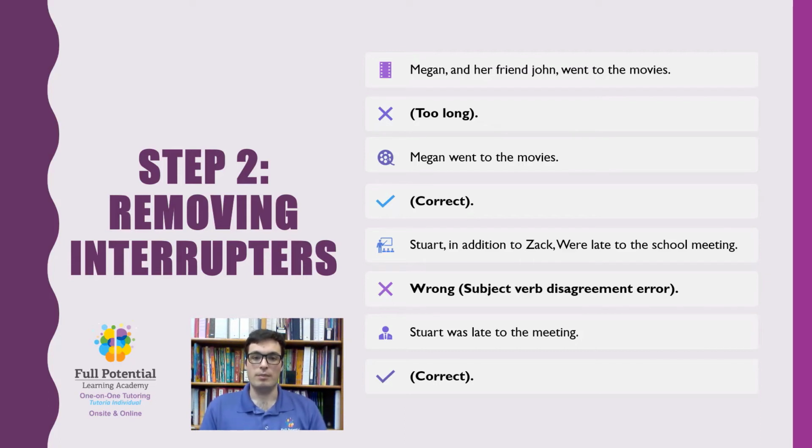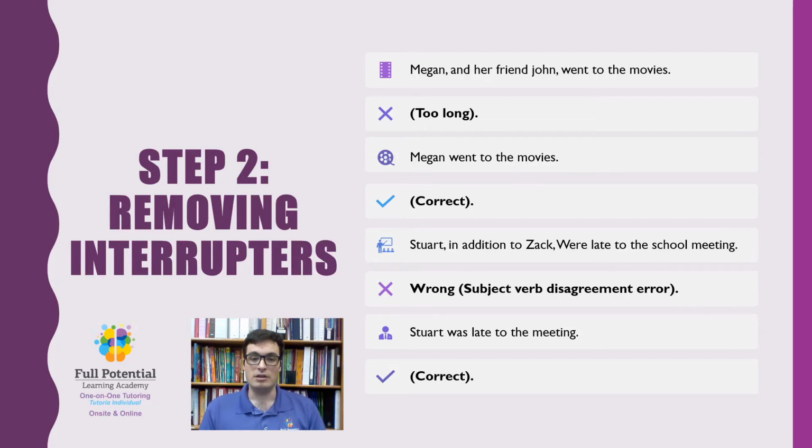For example, Megan and her friend John went to the movies. That is correct technically, but it's too long. We can remove the interrupter, the phrase in between the commas, to simply say, Megan went to the movies, and have a clear meaning of what Megan did, since we don't care about John so much.